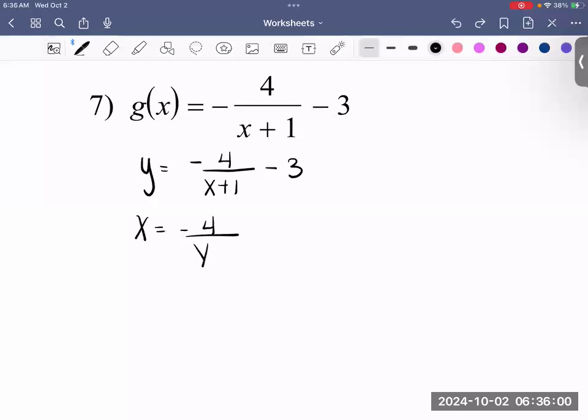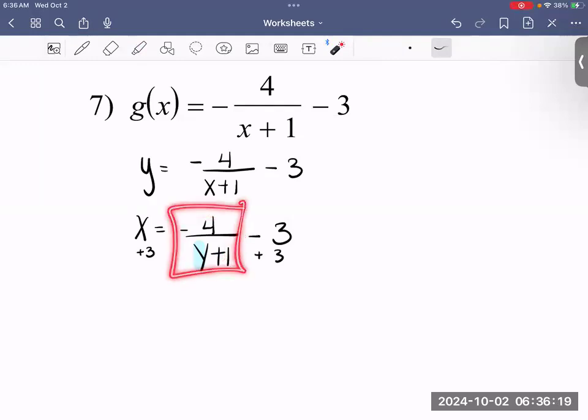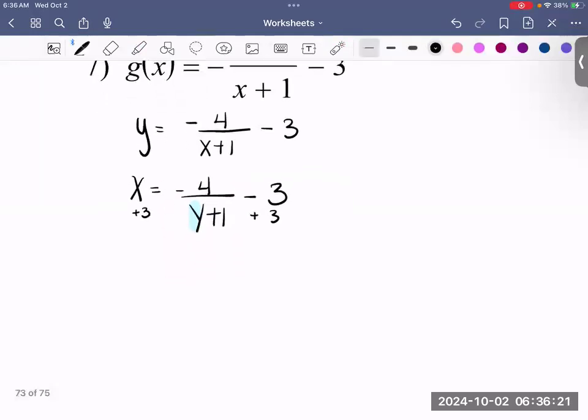Oops, I almost didn't switch that one. Now, again, we try to solve for your y value here. So the first thing to come over should be that -3. So let's add 3 to the other side. You want to isolate your variable term, this whole thing being one term. We want to get it alone on one side. So you have x plus 3 is equal to -4 over y plus 1.